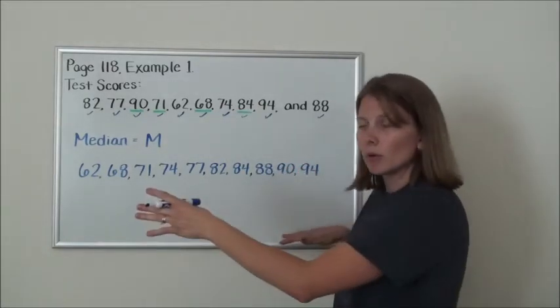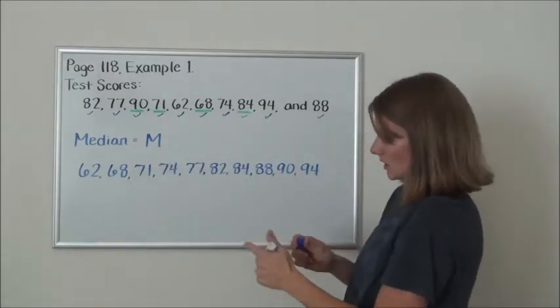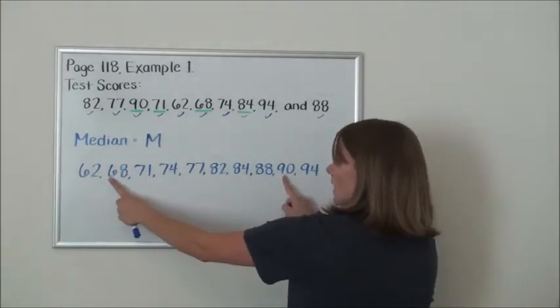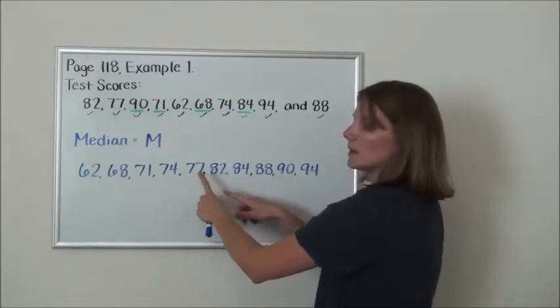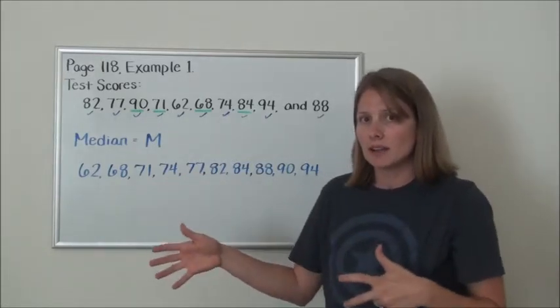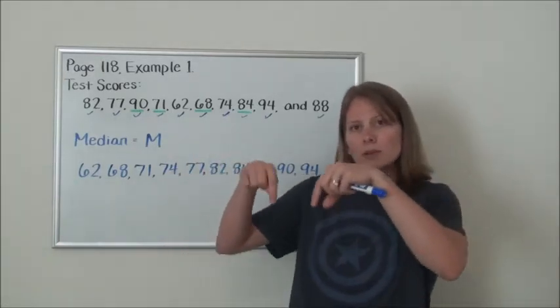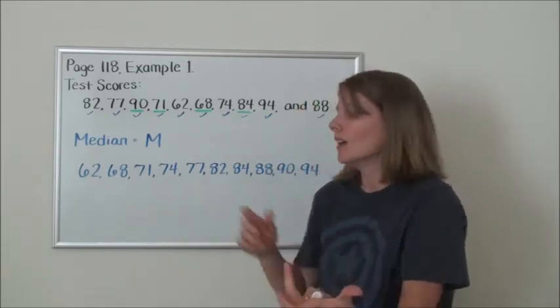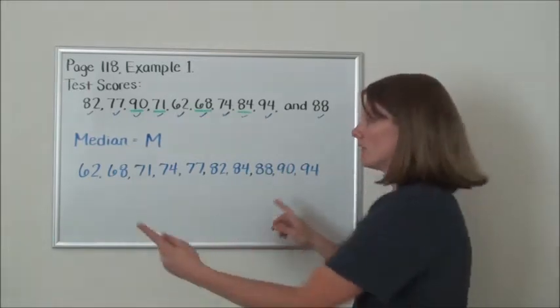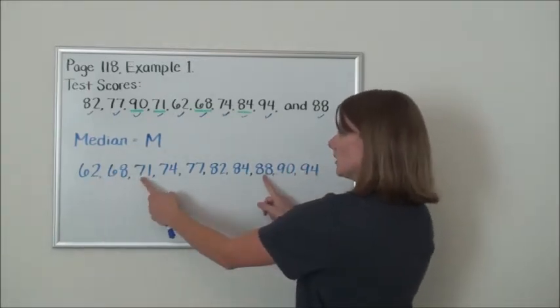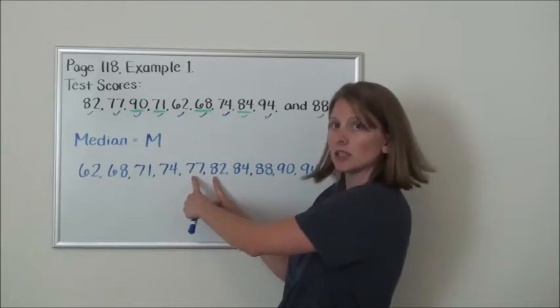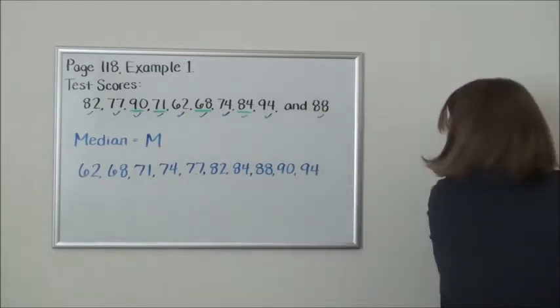So again, putting them in order from smallest to largest, what we want to do is start at each extreme end and count our way towards the middle. Now, if you have an odd number of values, as you count towards the middle, you'll find exactly one value in the middle, and that will be your median. But in this case, we have an even number of values. So as I count towards the middle, there's not going to be just one single value in the middle. There's actually 2.